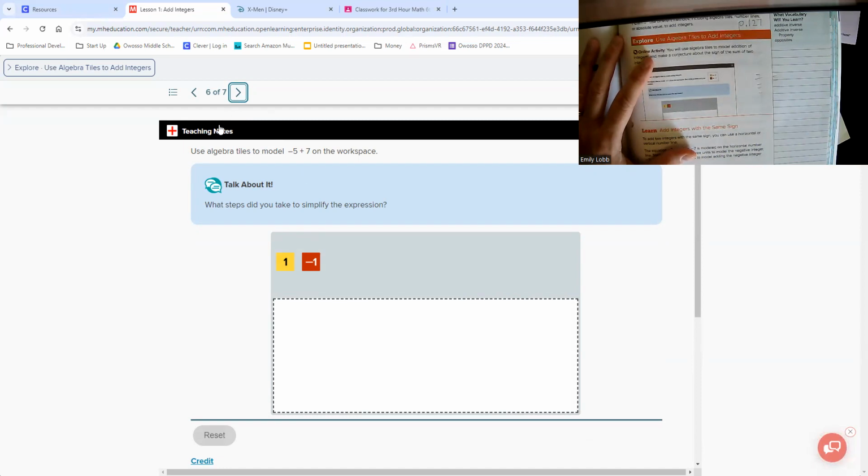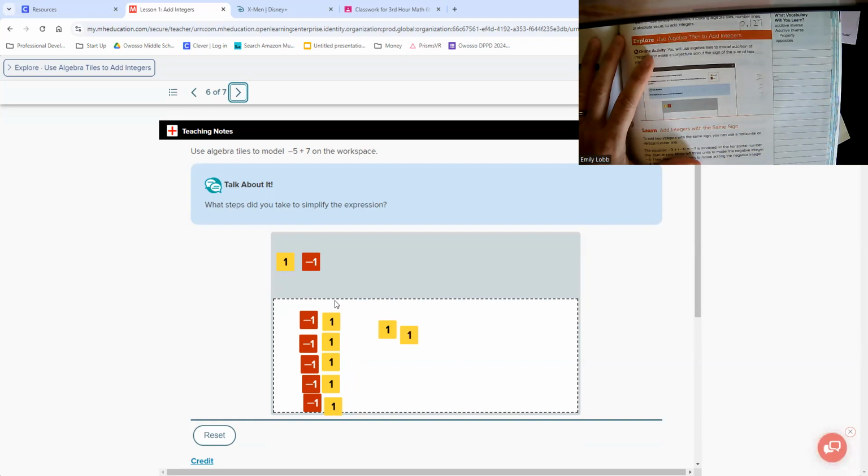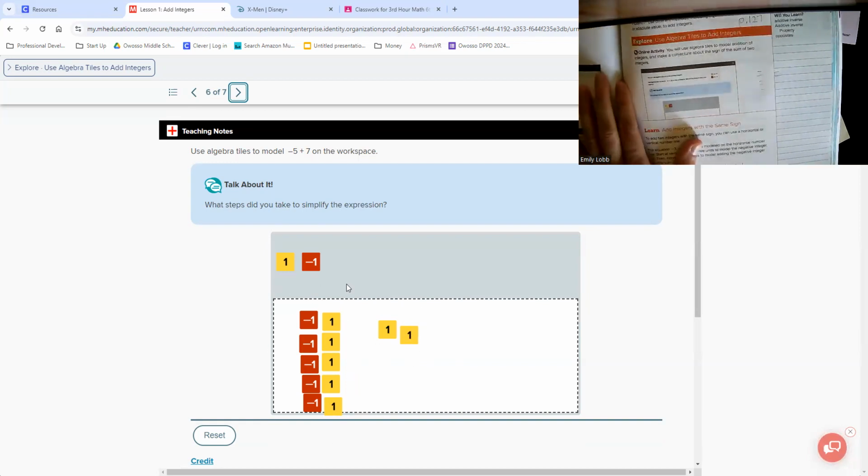All right. Same thing here, whatever the sign is in front of the number goes with that. So here I have 5 negatives, 1, 2, 3, 4, 5. And if I have 7 positives, these all match up, the first 5 of them anyway. 1, 2, 3, 4, 5. So those all become 0, and then I have 6 and 7. So if these all become 0, I'm left with what number? 1, 2, right? So my answer is 2.